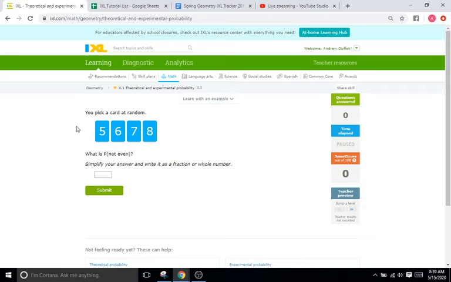So it says here you pick a card at random. What is P not even, or what is the probability that you're going to choose a number that is not even? Well, let's look at all of the not even numbers here. We have 5 and we have 7. So that's 2. I'm going to write down 2 and then over, let's do a fraction here, and then over everything, every possible scenario. So we could either pick a 5, a 6, a 7, or an 8. So there's 4 of them. So it's going to be over 4. 2 over 4, and we're going to simplify that down, of course, to 1/2. 2 over 4 is just the same thing as 1/2.